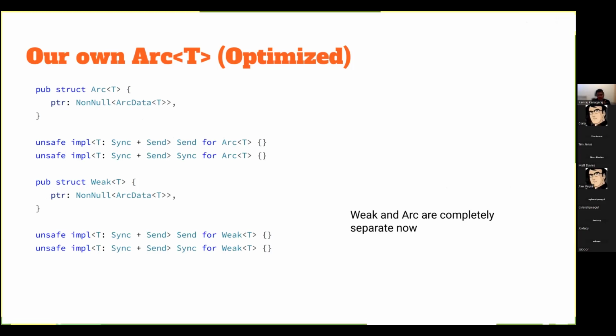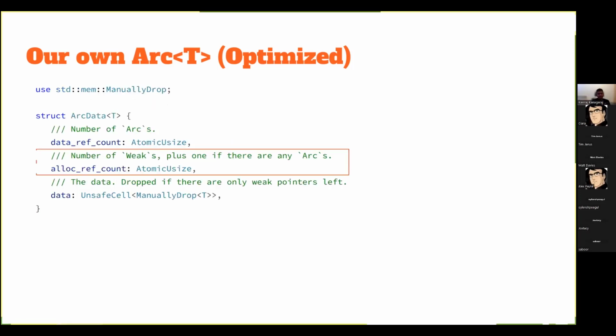Another important thing here is that now in structure, Arc and Weak are completely separate. We don't implement Arc in terms of Weak like we did in the previous implementation. Everything else remains the same. We need to implement the thread safety traits for both separately. And this is the idea, right?